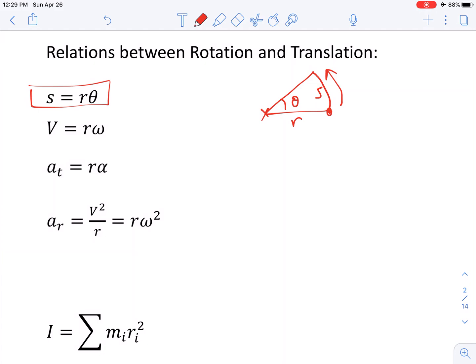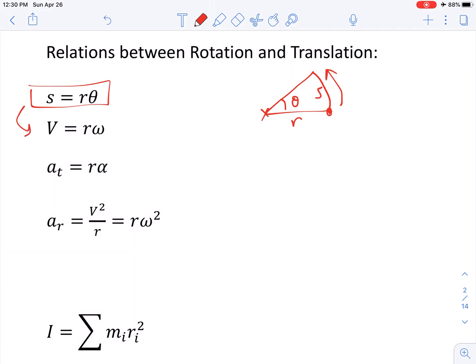And starting from there, once you see this, you can also check the units. Since theta is in radians, it has no dimension, and r is in meters, s is in meters, so meters equals meters. That makes sense. So again, don't memorize this equation, just understand it, and it's in the equation sheet.